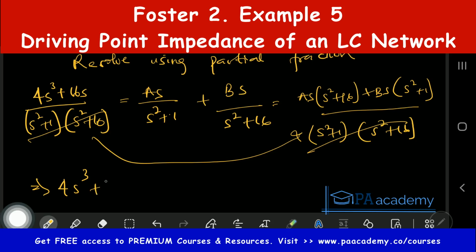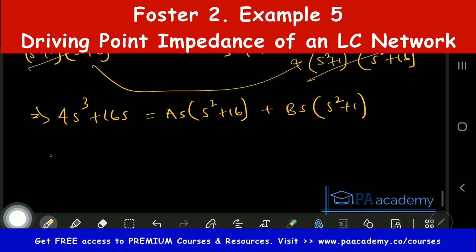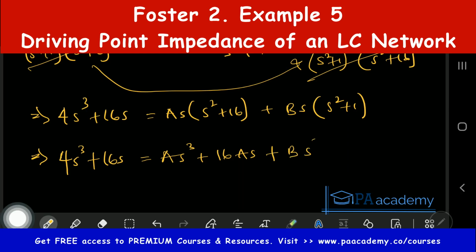With that, we are going to be having 4s cubed plus 16s equals As into bracket s squared plus 16 plus Bs into bracket s squared plus 1. So let's go ahead and open up the brackets. So we are going to be having 4s raised to the power 3 plus 16s equals As cubed plus 16As plus Bs cubed plus Bs.